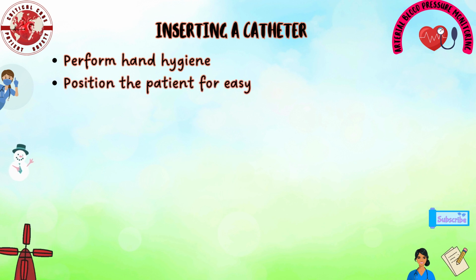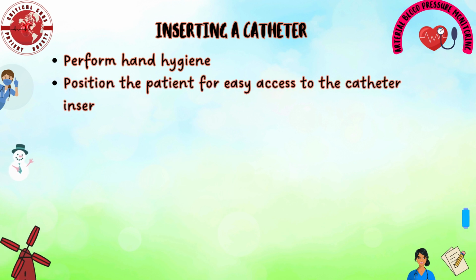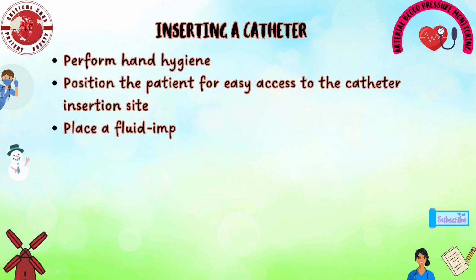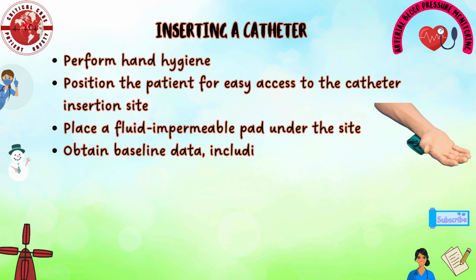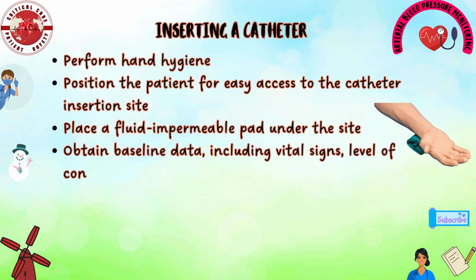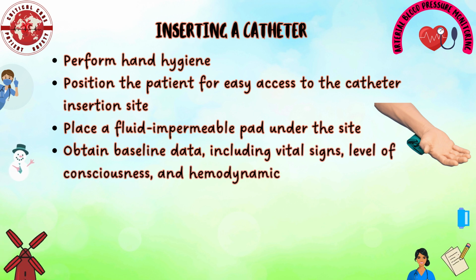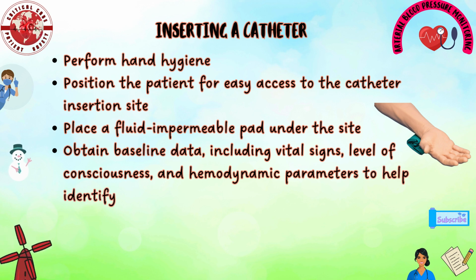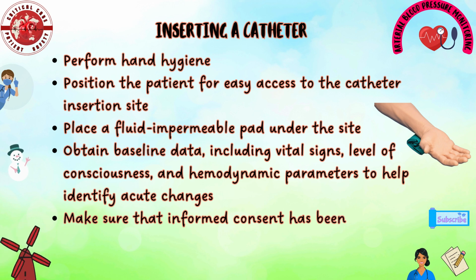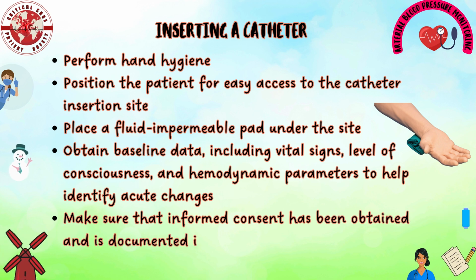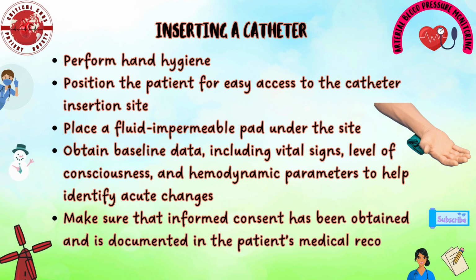Position the patient for easy access to the catheter insertion site. Place a fluid impermeable pad under the site. Obtain baseline data, including vital signs, level of consciousness, and hemodynamic parameters, to help identify acute changes. Make sure that informed consent has been obtained and is documented in the patient's medical record.